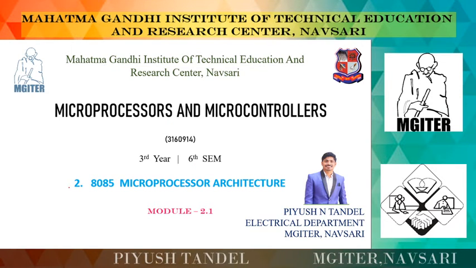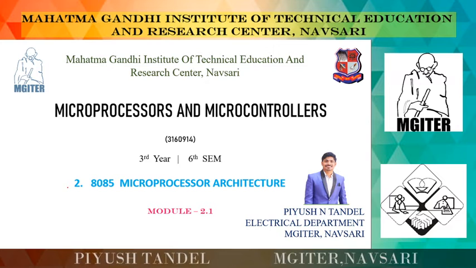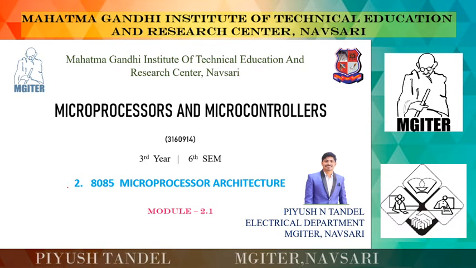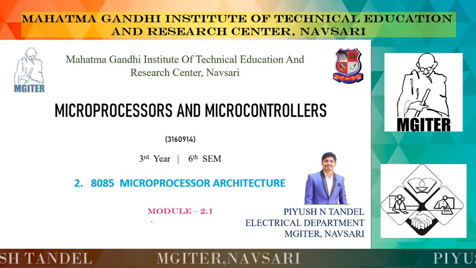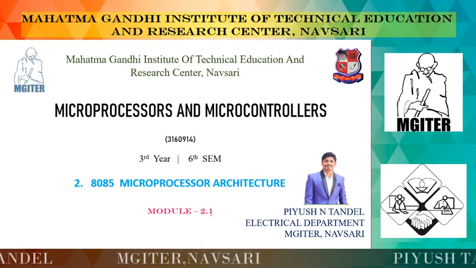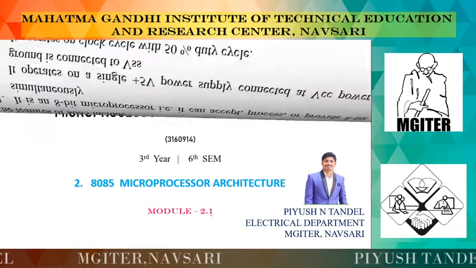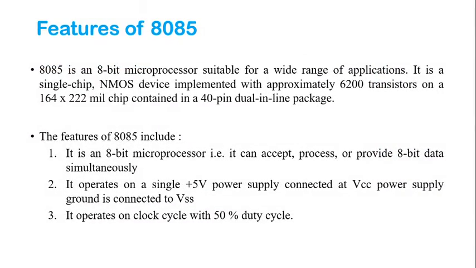Today we are going to start our chapter number 2, that is 8085 Microprocessor Architecture. And this is the module number 1 for chapter number 2. So this is the module number 2.1. So let's start with the features of 8085. In this video lecture we are going to see the features of 8085.